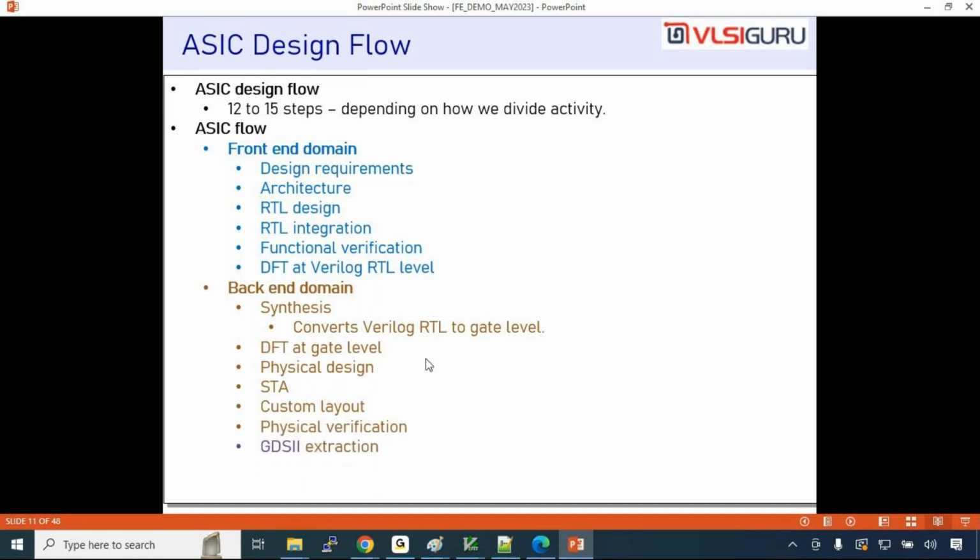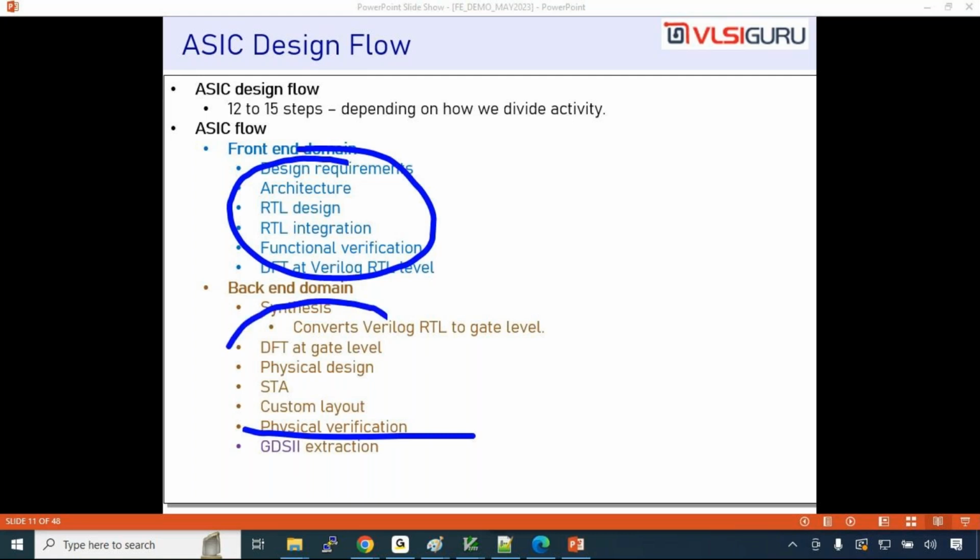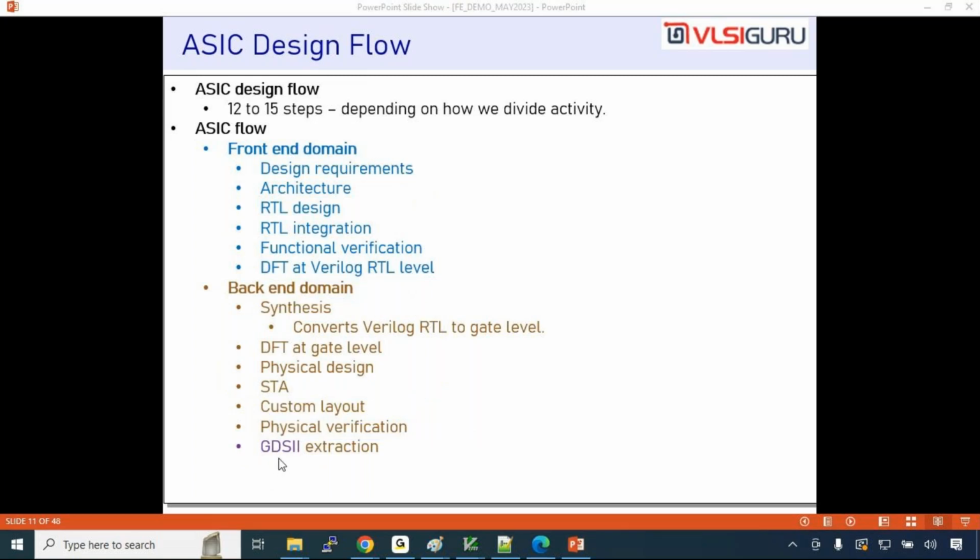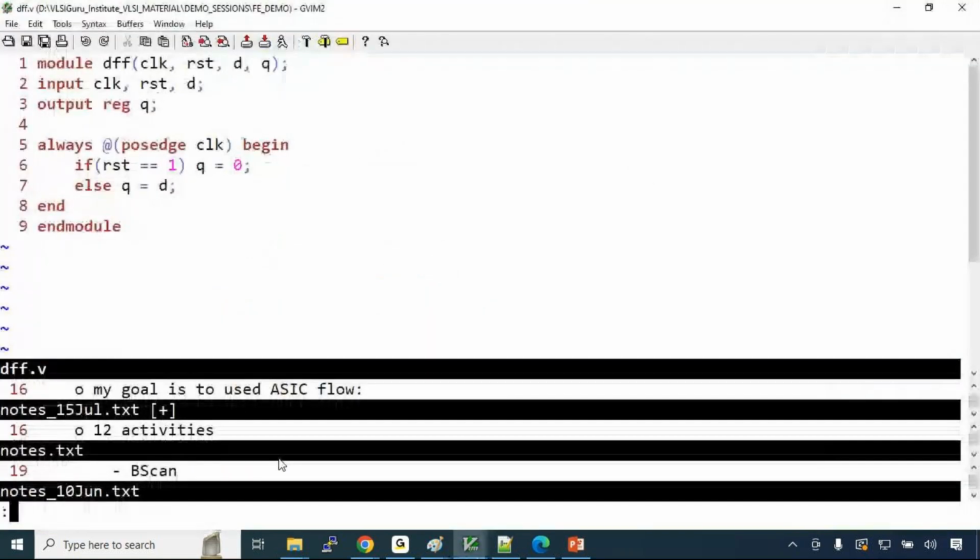Then once physical verification is done, here you have verified the code behavior, here you have implemented it into the chip format. Then they extract something called GDS2 extraction. What is meant by GDS2? Let's understand. You might have heard it many times. Can someone tell me what exactly GDS2 is? When we say GDS2, what exactly is it?